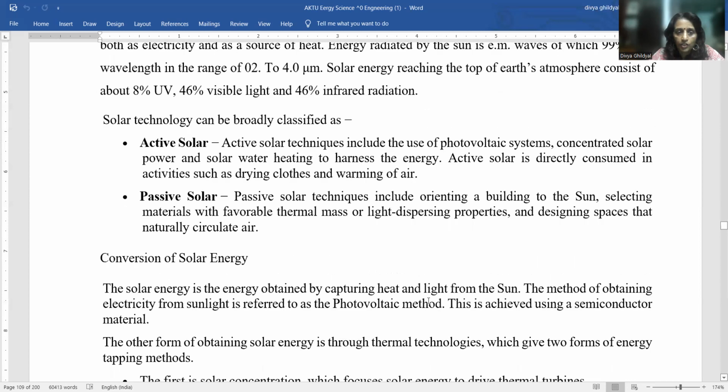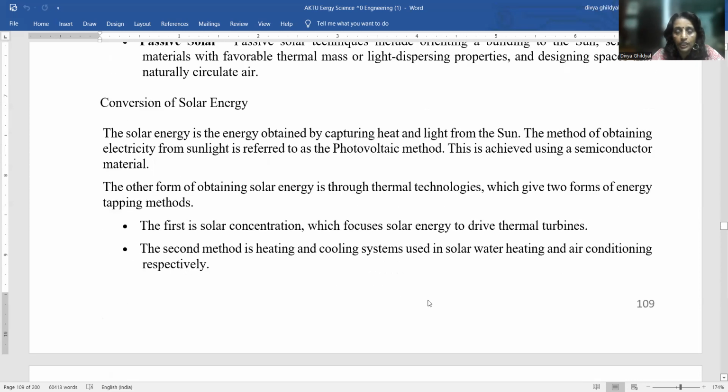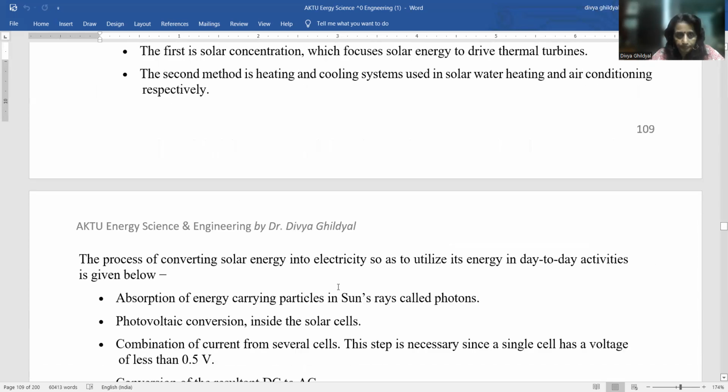Conversion of solar energy. Obviously, you need to know the basics of how you will take this energy captured from the sun and convert it into electricity. Photovoltaic cells are a very common method, and this is achieved by using semiconductor material. That is why you are studying semiconductor physics in solar energy.